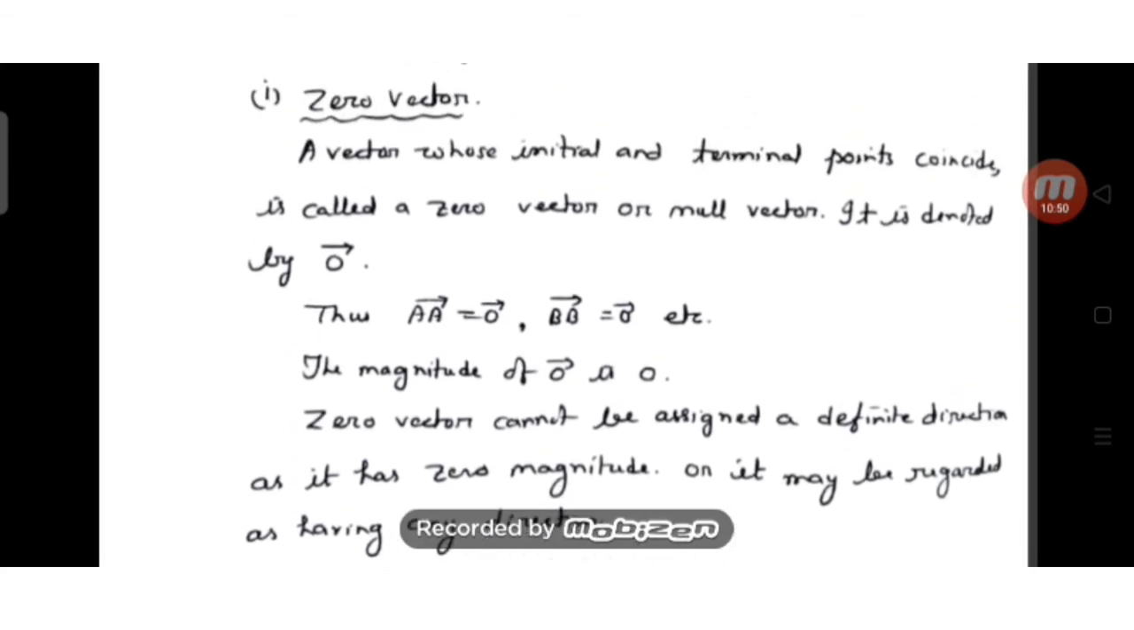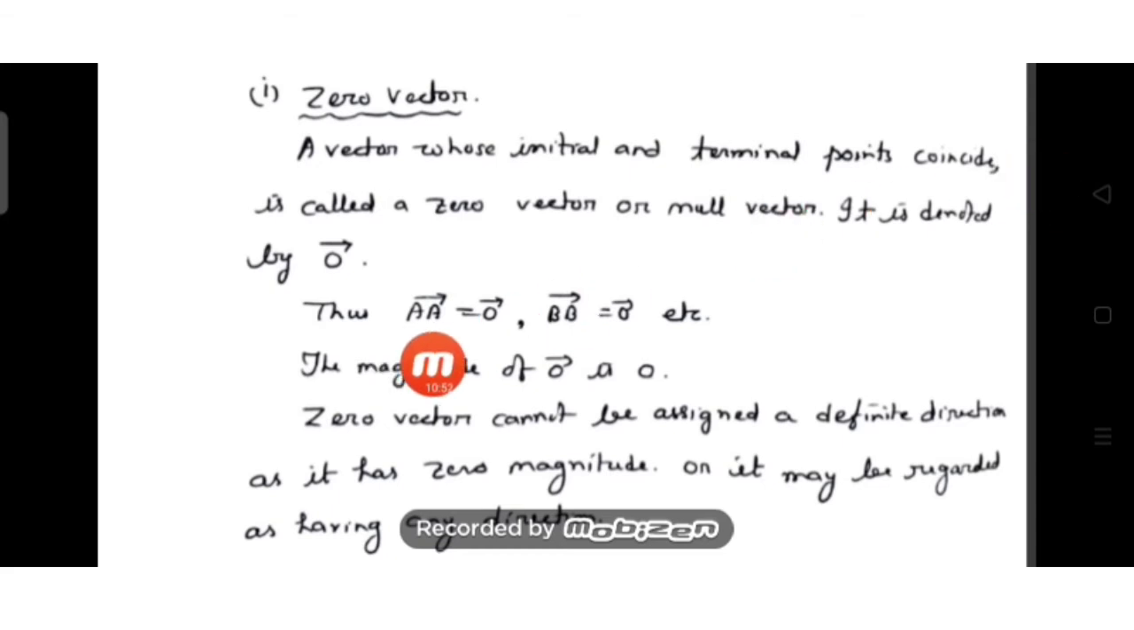Thus, if I consider a point, A bar is equal to 0 bar, B bar is equal to 0 bar. Here you see, initial point is A, terminal point is also A. So A bar is a zero vector. Similarly, the directed line segment B bar also represents a zero vector, etc. And remember it, the magnitude of 0 bar is 0. That measure is 0. Okay.